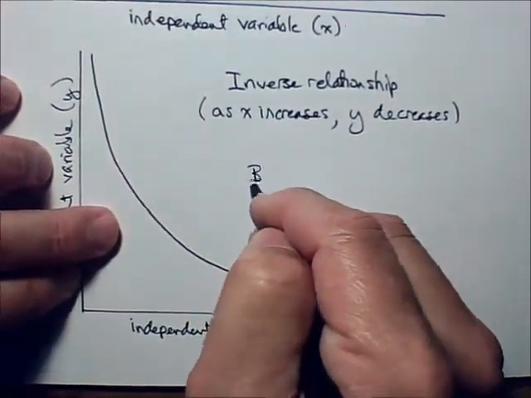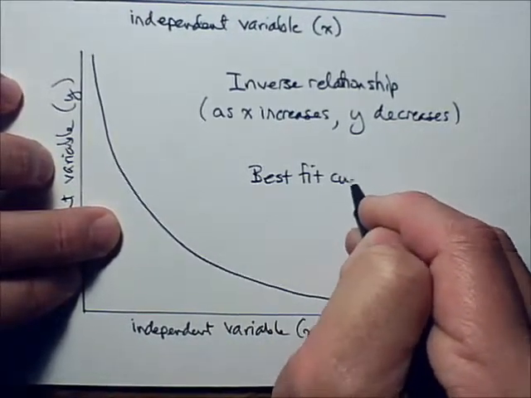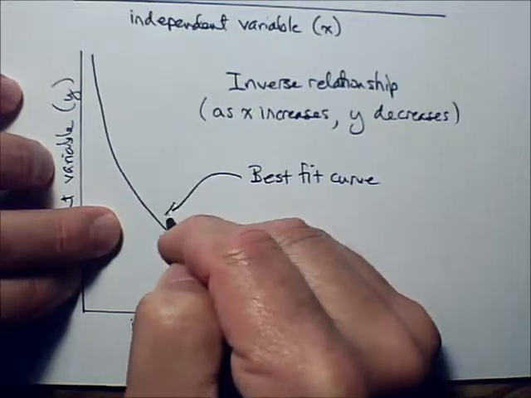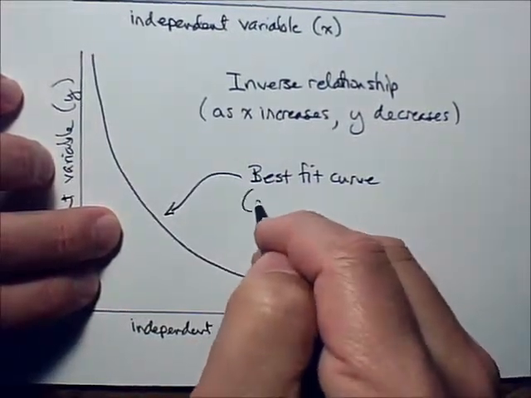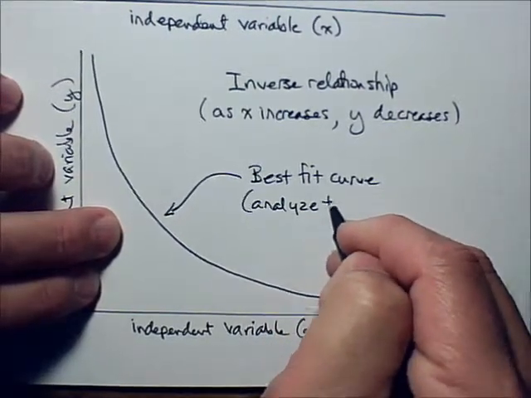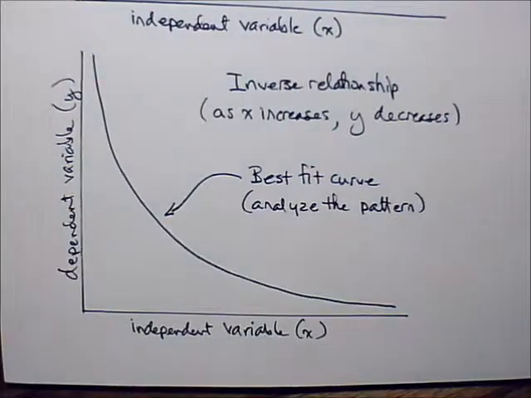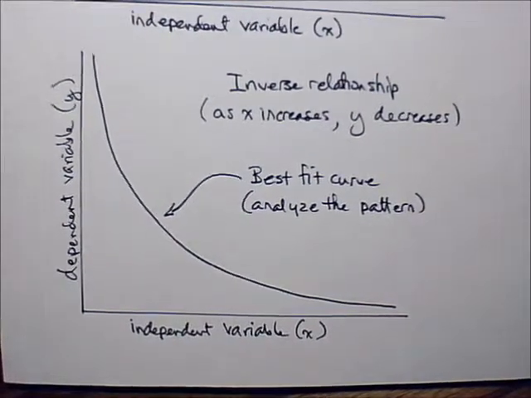But this, then, is not a best fit line, per se. This is a best fit curve. And again, it is analyzing the pattern between the independent variable data as it affects the dependent variable data.